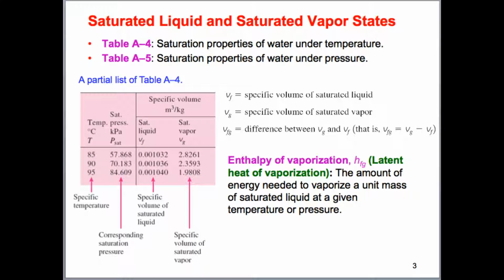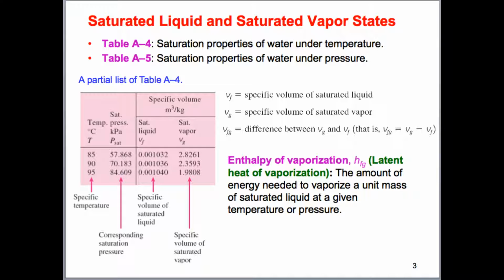Now, let's also talk about saturated liquid and saturated vapor states. We mentioned this before, and we're going to talk about how we use it. This is something that you may see in the back of the table here. Here you may see that for different temperatures, you can read different saturation pressures. Table A4 lists the saturation properties of water under temperature, and table A5 is vice versa. We have the saturation properties of water under pressure.